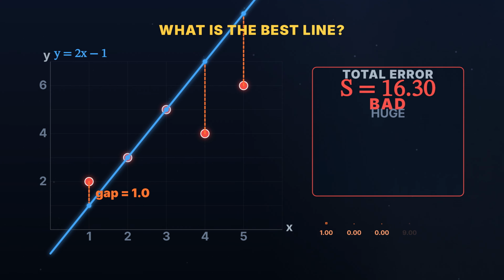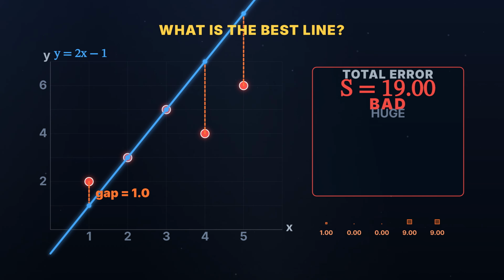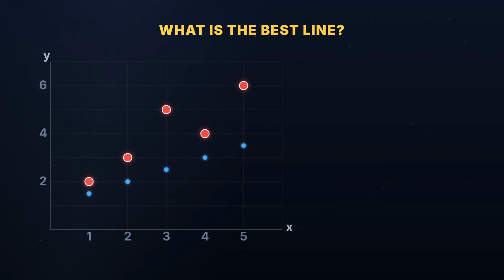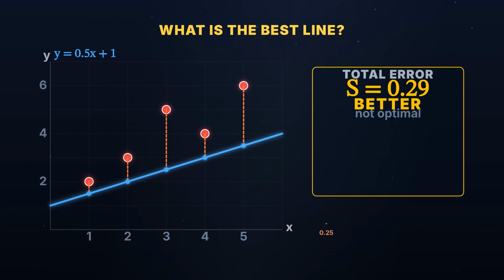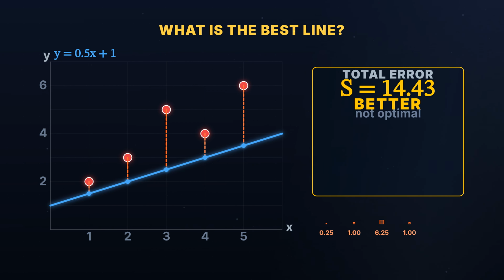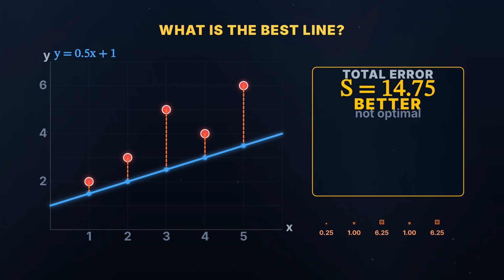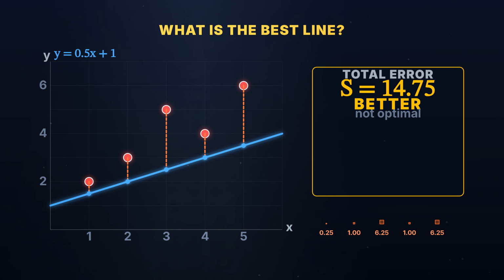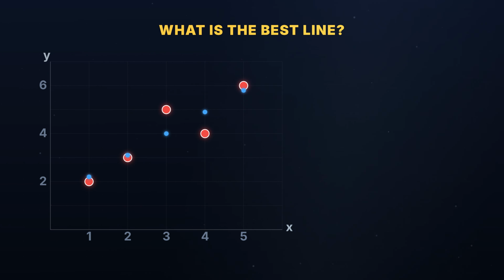First, a terrible fit: steep slope, wrong intercept. The gaps are enormous. Total squared error, S, a massive 19. A better attempt, closer to the data, but S is still 14.75. The squares have room to compress further.